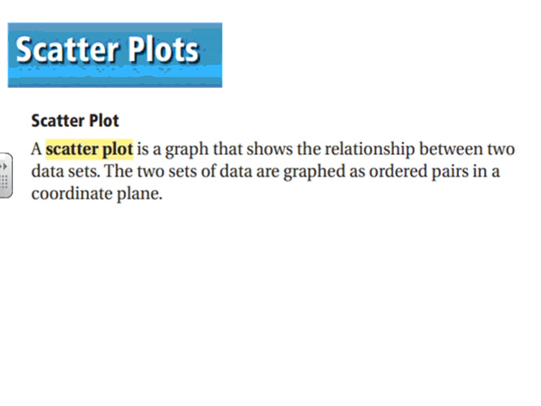Today we are going to be learning about scatter plots. Once we know what a scatter plot is, then we'll also look at how to write a line of best fit. So to start, a scatter plot is just a graph that shows a relationship between two data sets. They're going to be graphed as ordered pairs in a coordinate plane. And then once you have those graphed, you can look for relationships between the two sets of data.